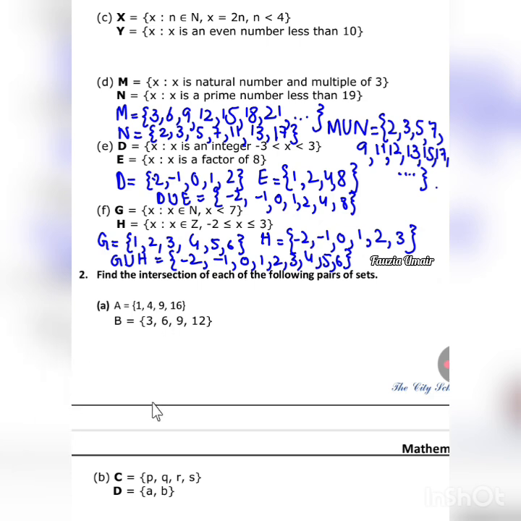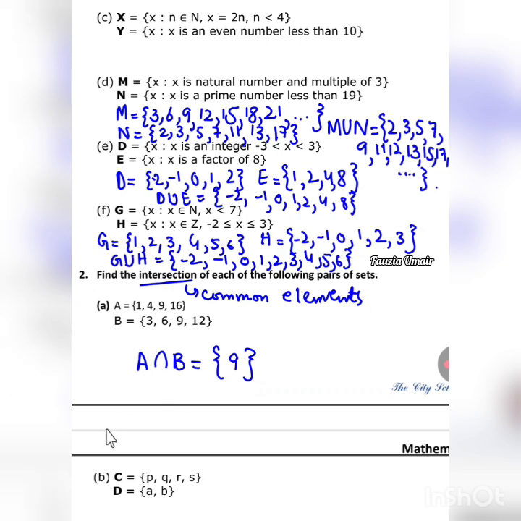Right? So moving on to the next part of the question, find the intersection. You need to remember that intersection means common elements, the only elements which are coming in both sets. So in the first one, A and B, let's see what is common. 1 is not here, 4 is not here, 9. So A intersection B is only 9. You just write down the common element. 9 is coming in both sets, right?